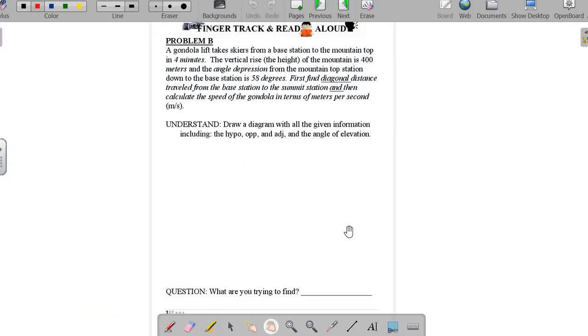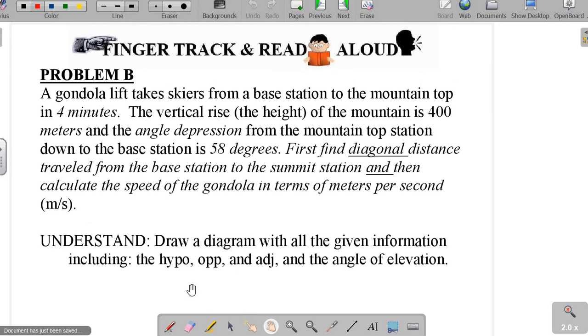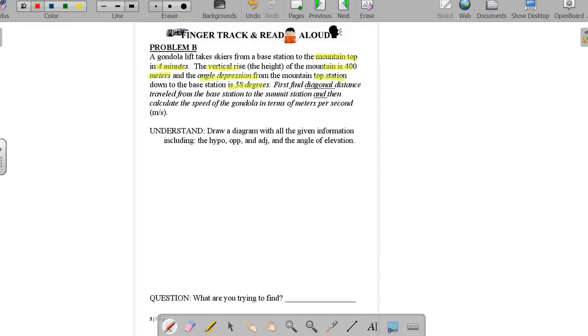Let's take a look at your drawing. Step number 1. Base station, top station, 4 minutes. Vertical rise, which is the height, is 400 meters. Angle of depression from the top station, 58. There are 2 things we're finding here. So you should have a diagram of some sort. Right now you're correcting your diagram. You're not drawing from a blank. Let's see how you did.